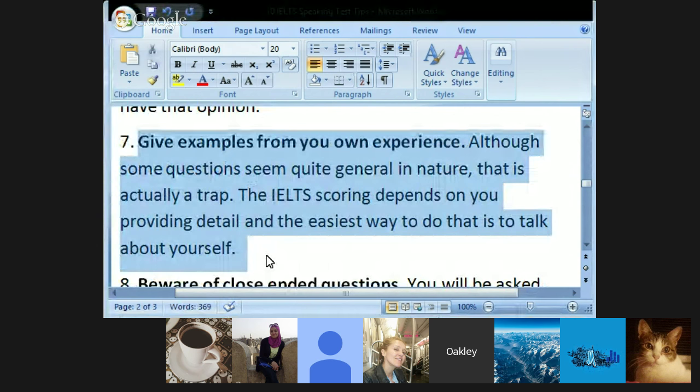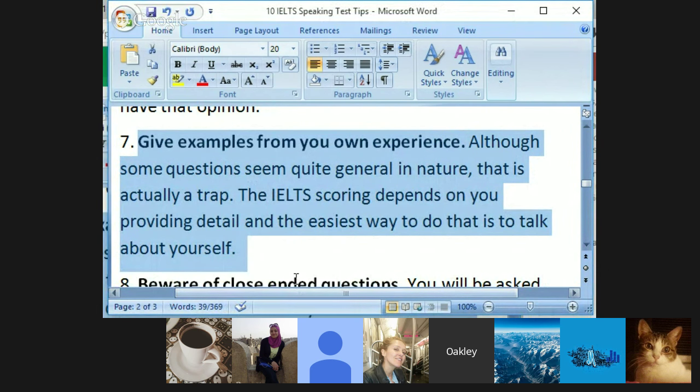Okay. Roberto, number seven. Give examples from your own experience. Although some questions seem quite general in nature, that is actually a trap. The IELTS scoring depends on you providing detail, and the easiest way to do that is to talk about yourself.